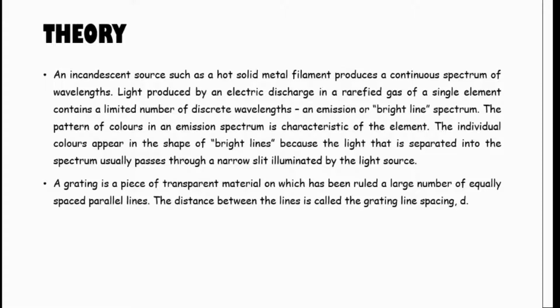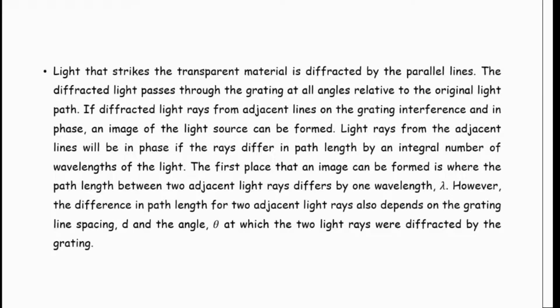So from here we can say the theory is that the light produced by an electric discharge in a rarefied gas of a single element contains a limited number of discrete wavelengths, or we can say an emission or bright line spectrum. The pattern of the colors in an emission spectrum is characteristic of the element we are going to use. The distance between the lines is called the grating line spacing D, and the path length between two adjacent light rays differs by one wavelength lambda, and also the angle theta.